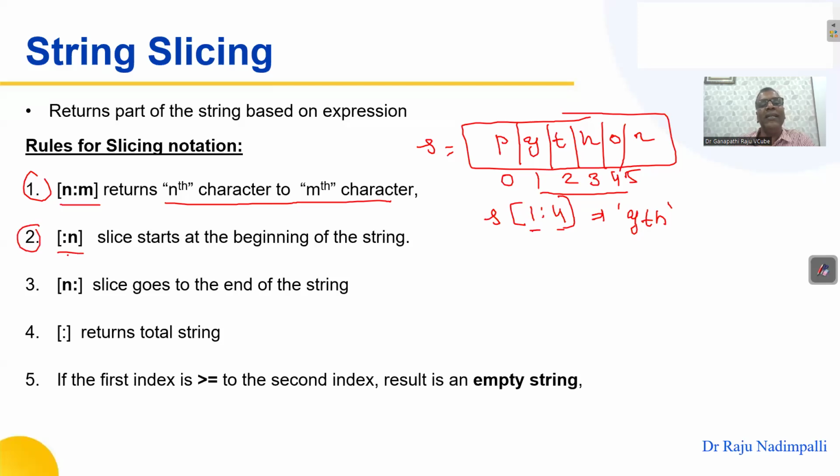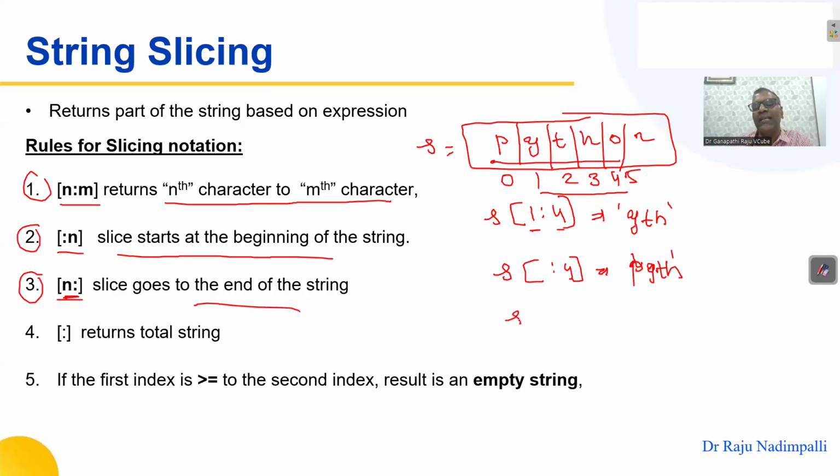Rule number 2, colon n. Slicing starts from the beginning. So if I ask s of colon 4, it will start from the 0th index up to the 4th. The answer is PYTH. This is the second rule. Rule number 3 is n colon, which means slicing starts from the nth position and goes to the end of the string. For example, 1 colon means slicing starts from 1 and goes to the end. So the answer is YTHON. Now the fourth rule is colon, which means it will take the total string as output. If I ask s of colon, it will print the total Python.